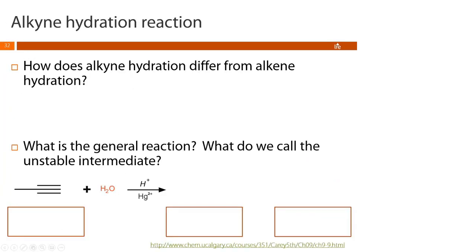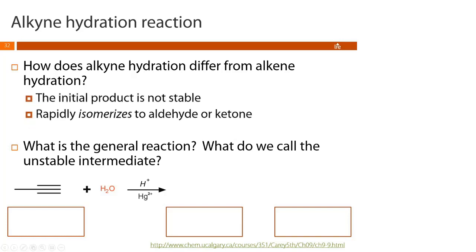Okay, so we can also perform a hydration reaction on an alkyne using the same steps using Markovnikov's rule, but the difference is the initial product is not stable. The initial product for an alkyne hydration reaction is a functional group called an enol. And that's going to rapidly isomerize to an aldehyde or a ketone. So let's work through an example together here.